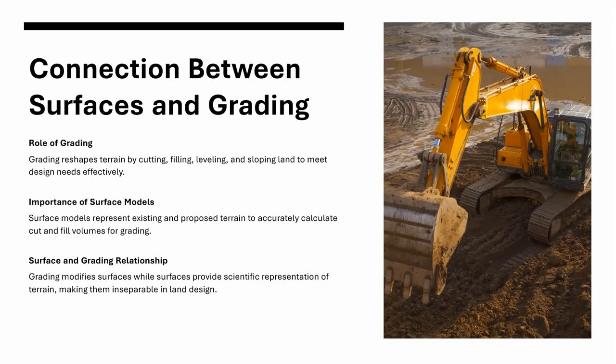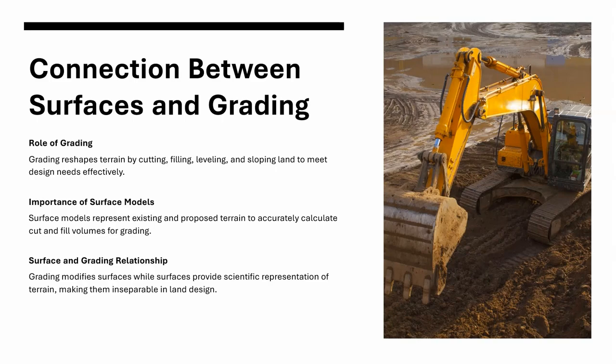But before we dive into each surface type, let's make the connection to grading clear. Grading is the process of reshaping the terrain, cutting, filling, leveling, and sloping land to serve a design. Whether it's flattening a pad for a building, cutting into a hillside for a road, or shaping a basin for stormwater, grading decisions all start with the surface.